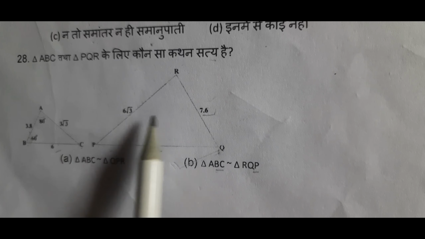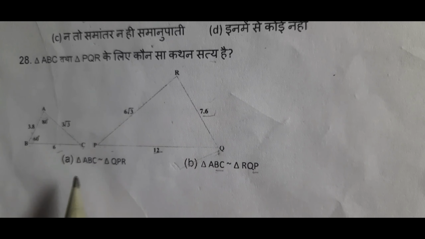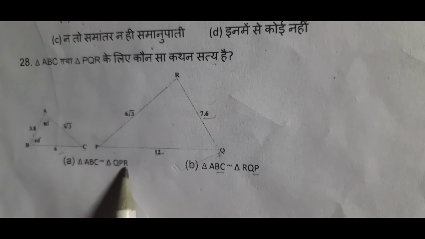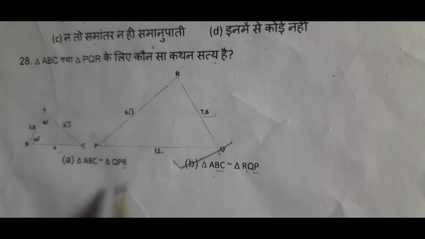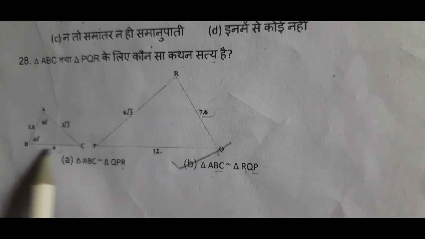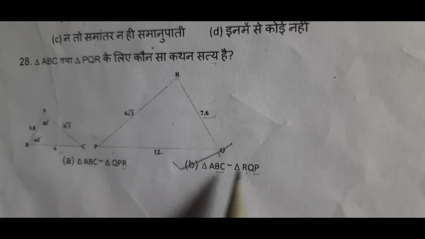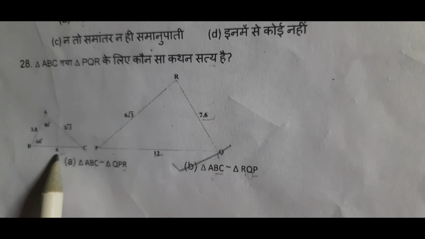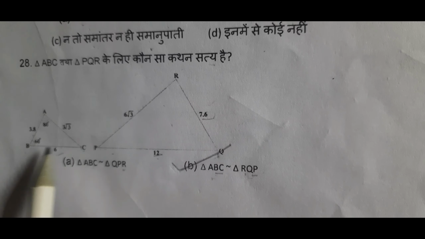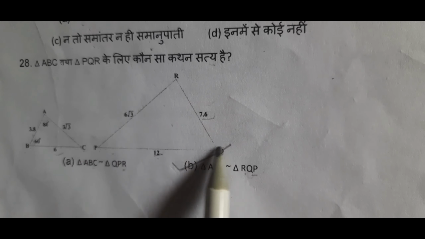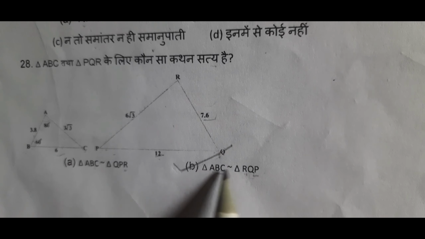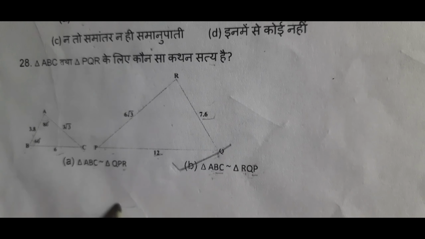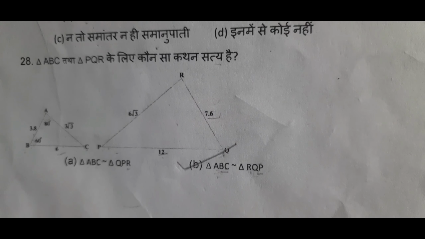Now question number 28. This is the picture. You have to find out whether ABC is similar to QPR or ABC is similar to this. If you work it out, you will get the criteria that both triangles are similar, because you see 6 and this is 12. That is, BC is equal to PR or QP. So BC is equal to QP, so obviously angle A and angle R are equal. So this is the answer.